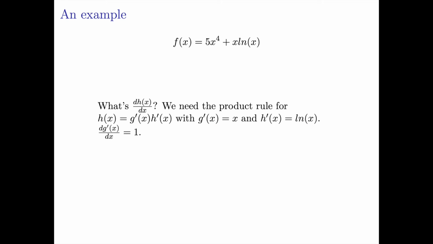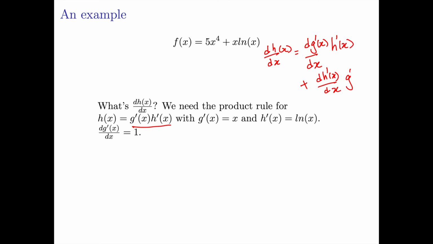Remember that the product rule is going to tell us that dh/dx at x is, take the derivative of g prime. Remember, it's the product of g prime and h prime. So take the derivative of g prime with respect to x, evaluated at x, times h prime of x, plus take the derivative of the other one, dh prime of x/dx, multiplied by g prime of x. Again, g prime of x is x and h prime of x is log x. Easy enough to see that the derivative of this with respect to x is just 1.